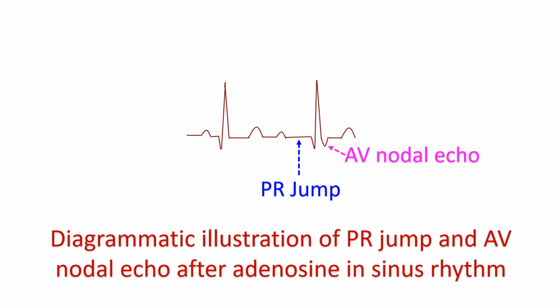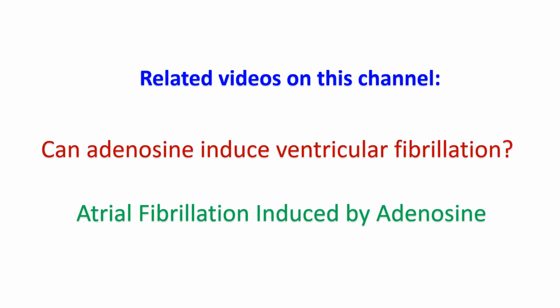Echo beat can also be followed by AVNRT, similar to what occurred after an atrial ectopic beat in the previous case. Thus, adenosine is useful in demonstrating the presence of dual AV nodal physiology from surface ECG, which would indicate that the clinical tachycardia is AVNRT rather than AVRT. A positive adenosine test identified by a PR jump had a specificity of 94% and positive predictive value of 96% in one study. Please have a look at two related videos on this channel.